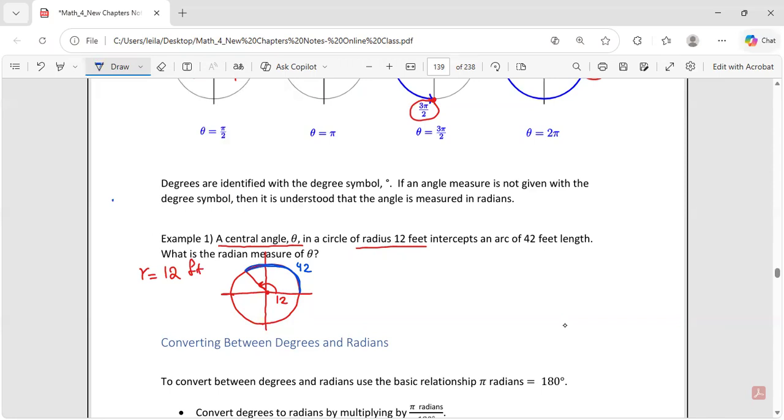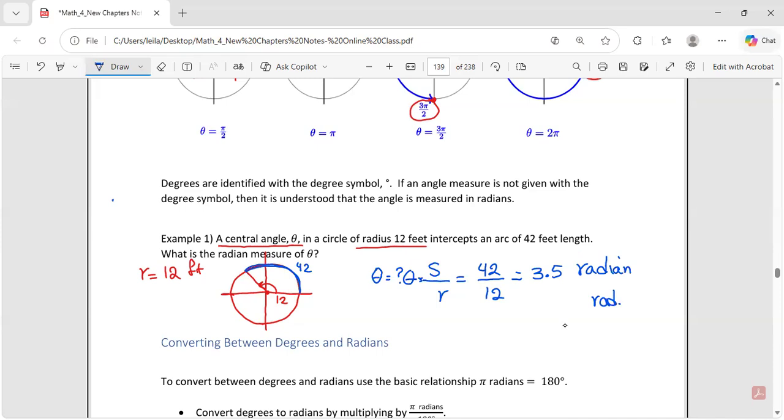The radian measure of theta is based on the arc length and the radius. And we know it's always equal to S over R. S is 42 feet, R is 12 feet, and if we divide 42 by 12, we get 3.5. So that angle is 3.5 radians. We don't have any notation for radian. You can just write the word radian or just use the word RAD.